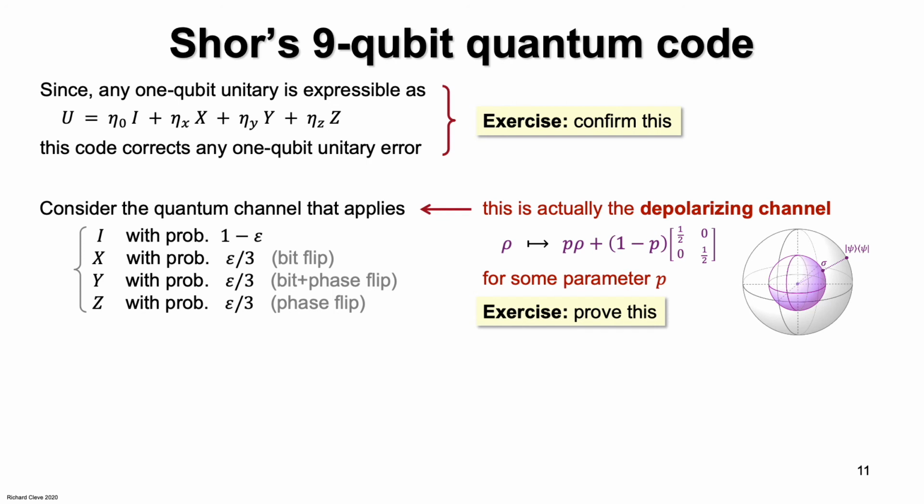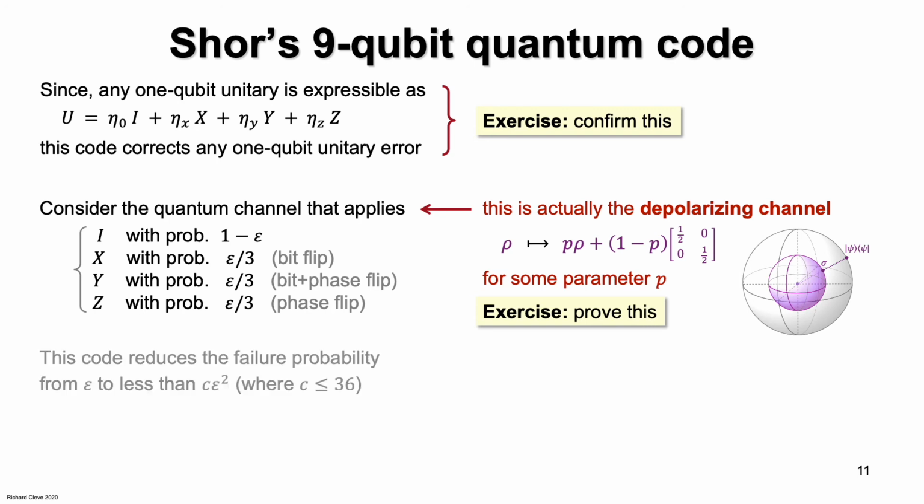If Alice wants to communicate a qubit to Bob through a channel that is depolarizing with parameter epsilon, then if they use the 9-qubit code, the effective error probability becomes a constant times epsilon squared. I don't know the exact multiplicative constant. I haven't worked it out, but it's less than 36.